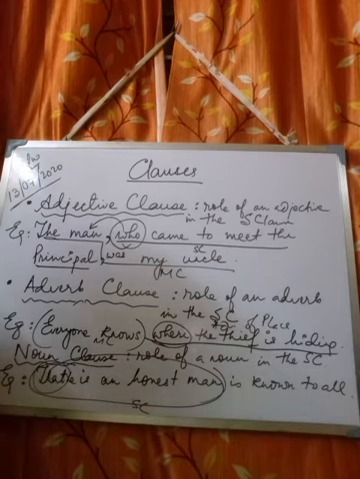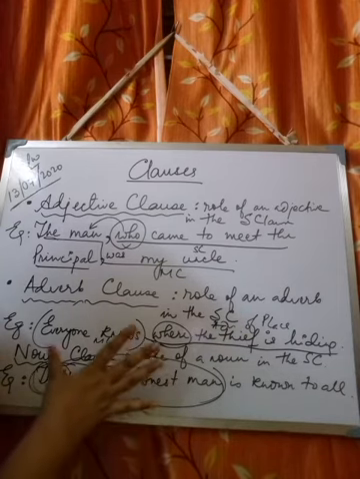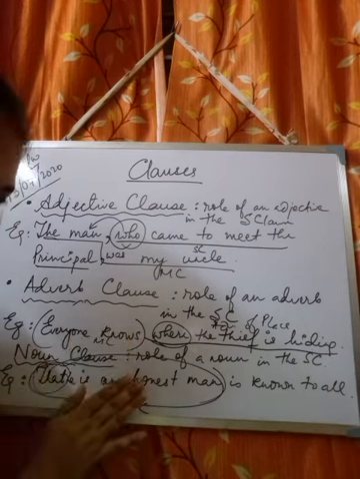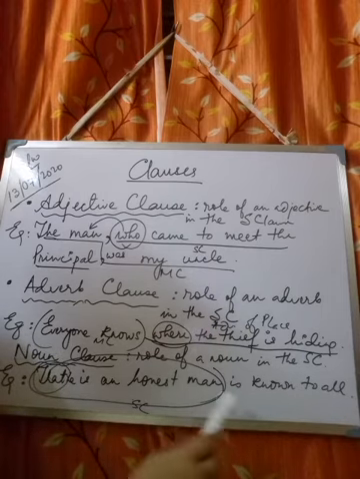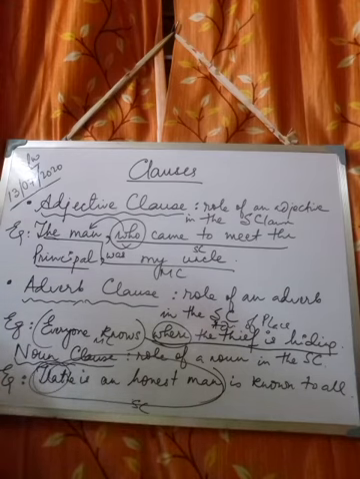Always replace the noun clause or the noun phrase with something, or ask the question with what. When you get this part as the answer, that becomes your noun phrase or noun clause. So, what is known to all? That he is an honest man. This clearly is our noun clause. I hope you have understood this, children.